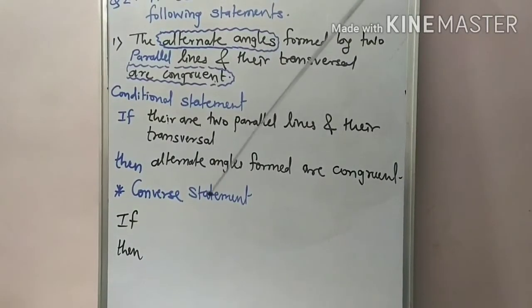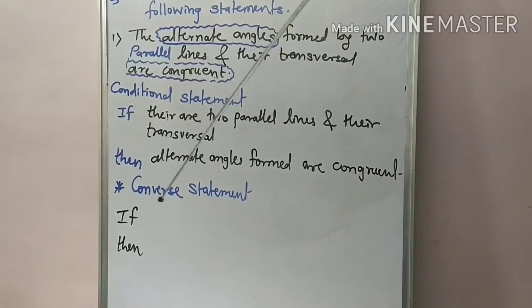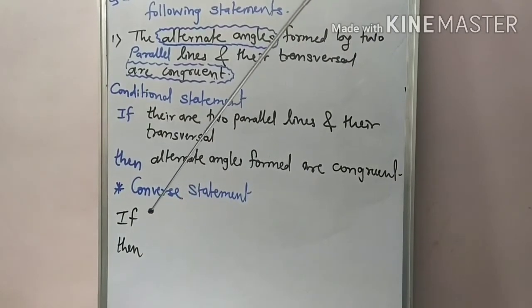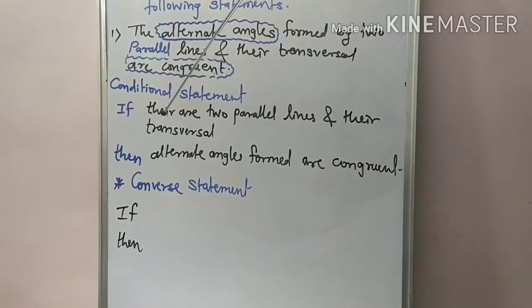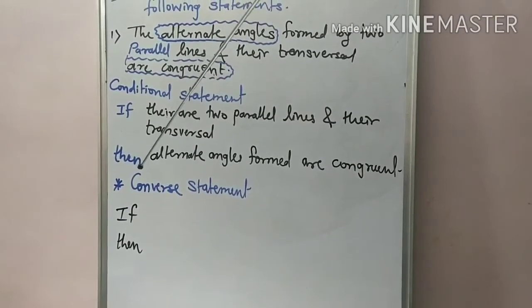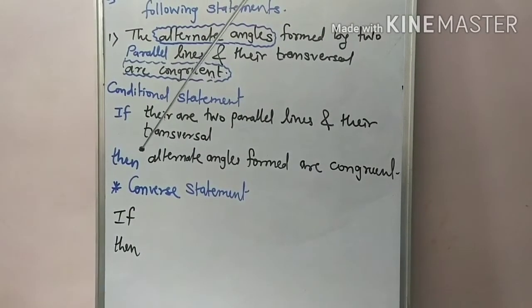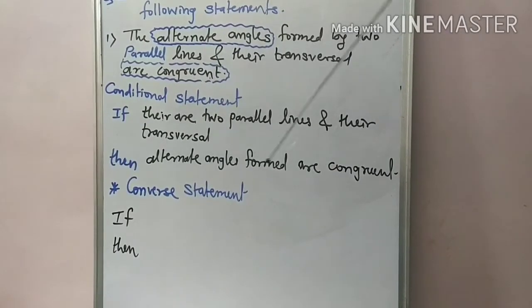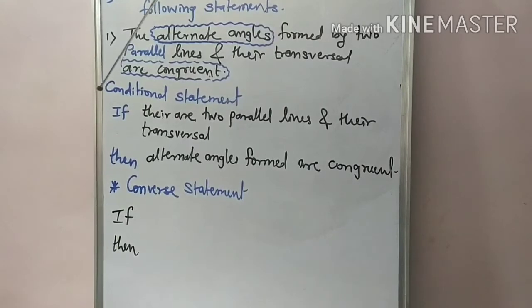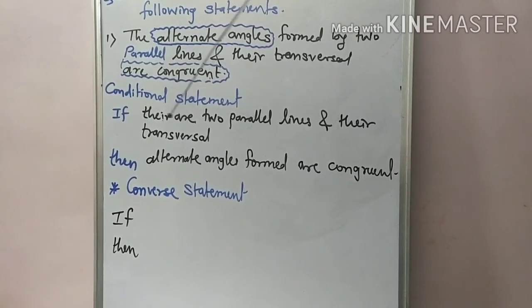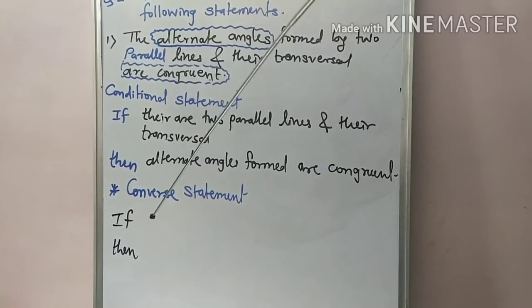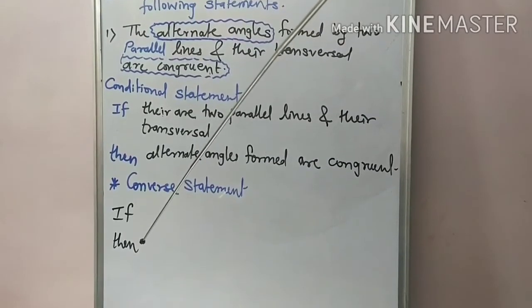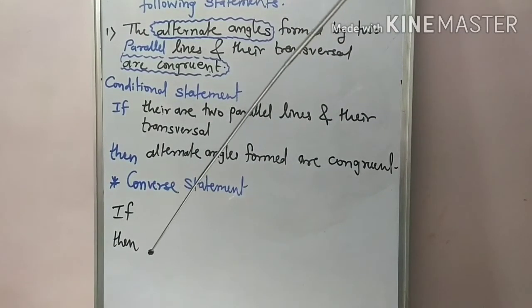Now we have to write its converse statement. How do we write it? We interchange the if and then. The then part is that the alternate angles formed are congruent. This then part we write in the if, and the if part we write after then. So here we interchange them.